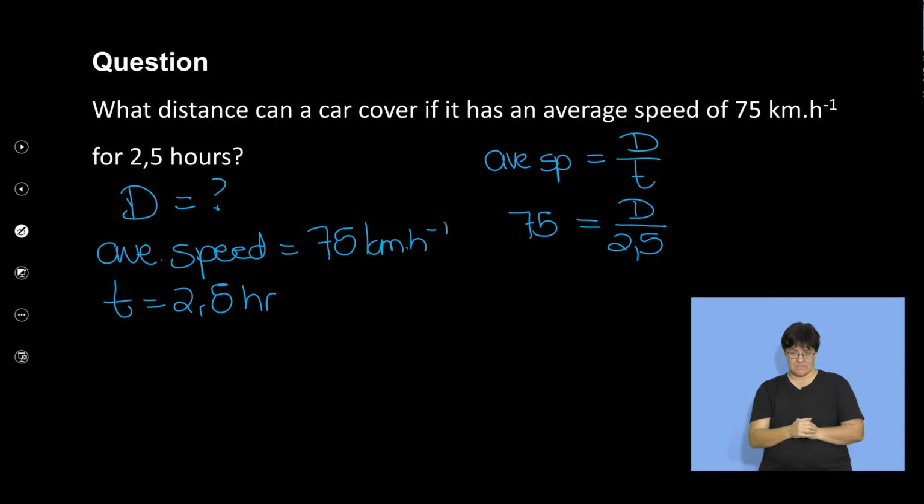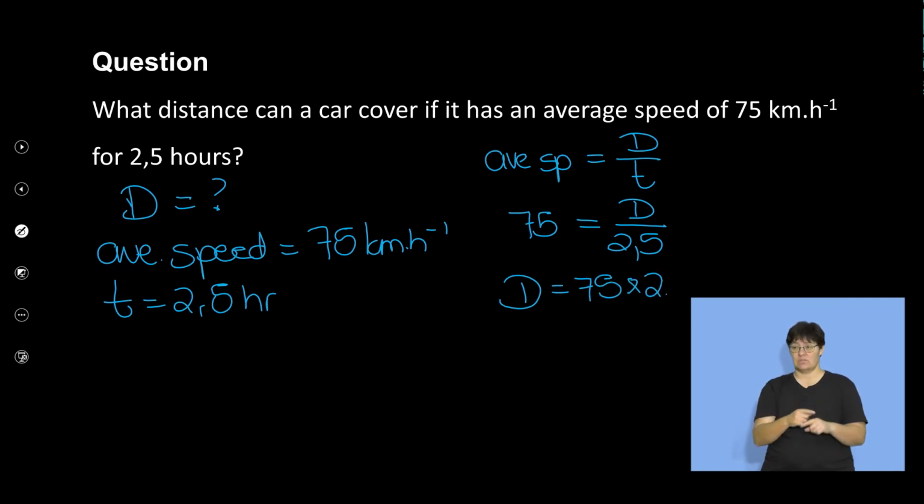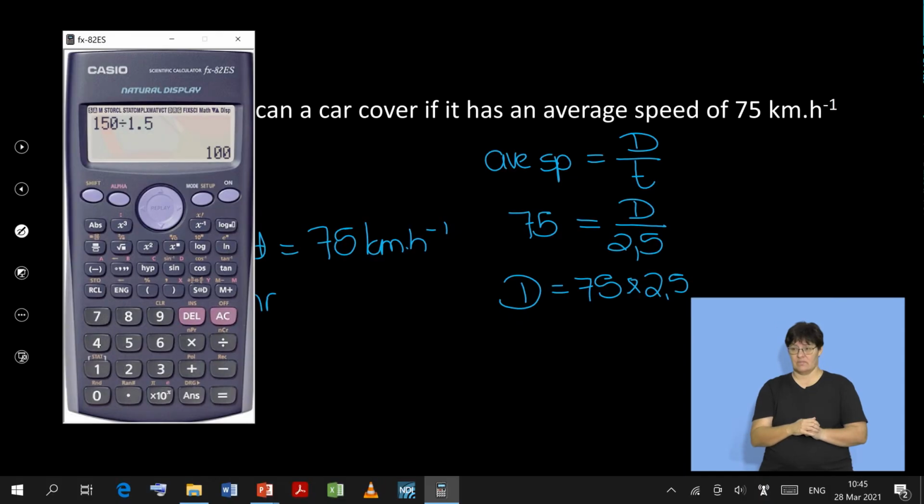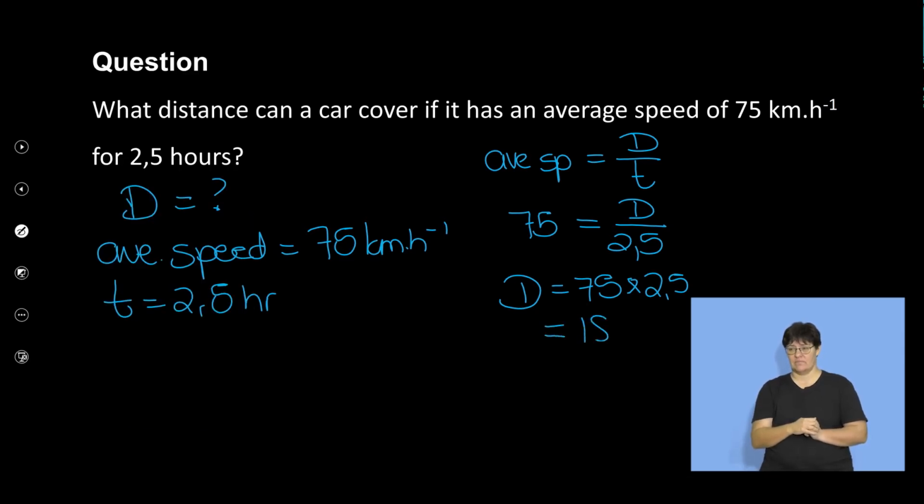To get distance on its own, I'm going to times both sides by 2.5. So that gives me 75 times 2.5. Absolutely need my calculator. 75 times 2.5. Can't leave it as a fraction, so 187.5. And my units, kilometers. Why? Because it was in kilometers per hour and my time was in hours. Please be careful with the units, okay? We good? Good.